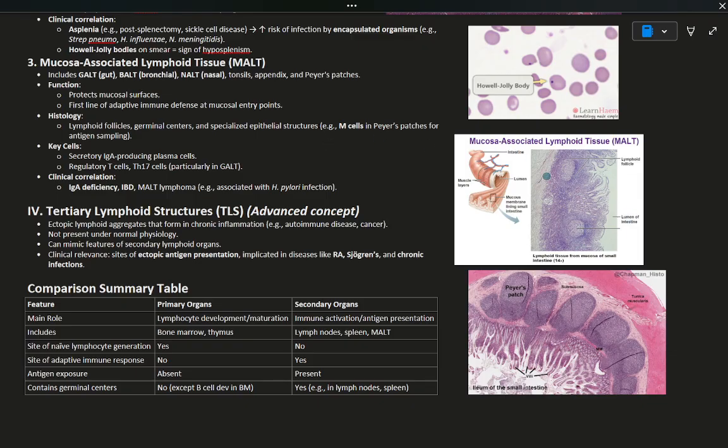see over here, along with specialized epithelial structures such as the M cells and the Peyer's patches that are needed for antigen sampling. However, that is not shown over here. Some key cells with these tissues include the secretory immunoglobulin A producing plasma cells, and then regulatory T cells like Th17 cells. These cells are particularly found in the gut-associated lymphoid tissue.